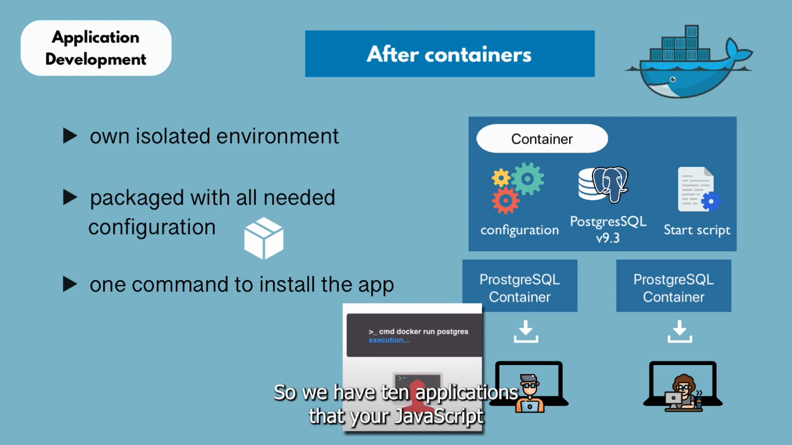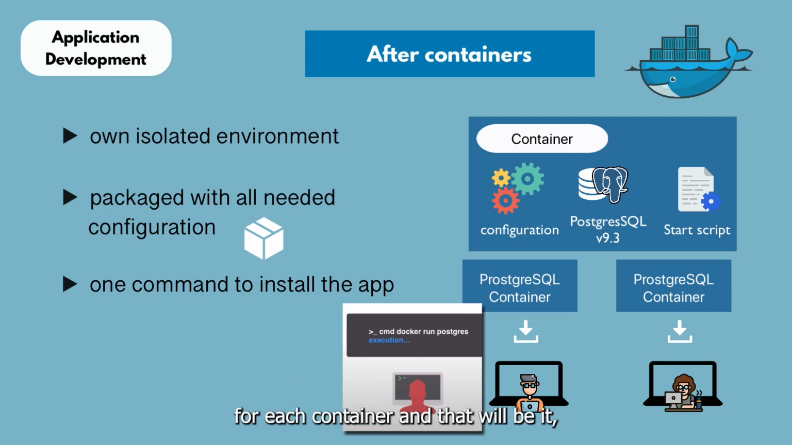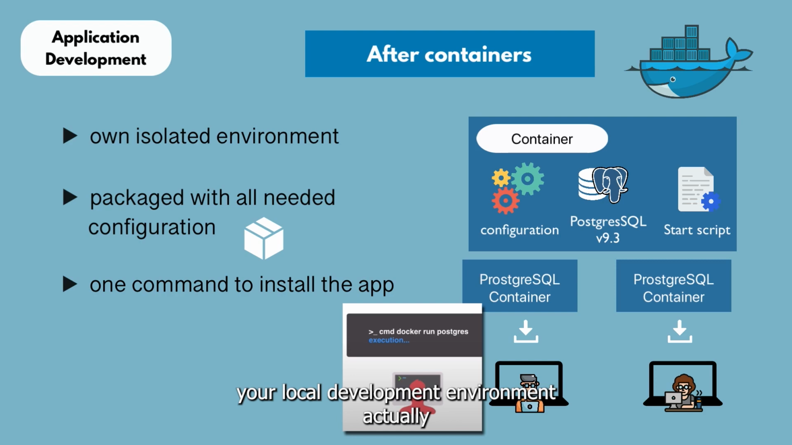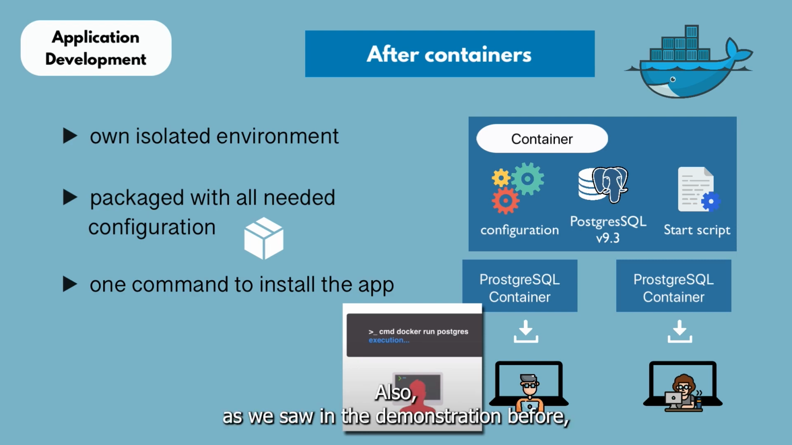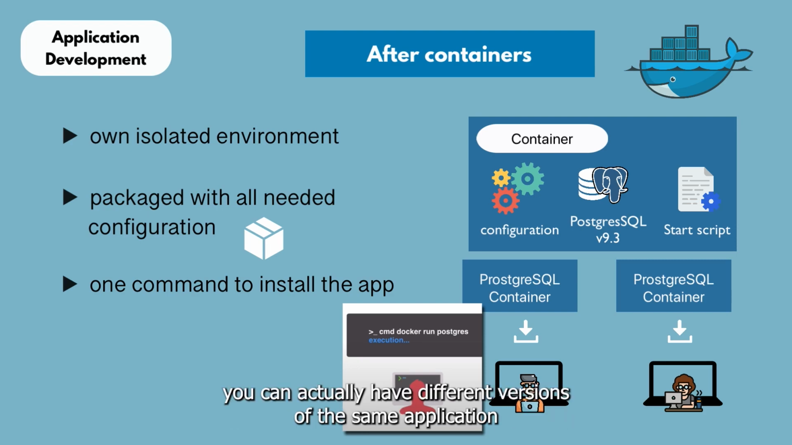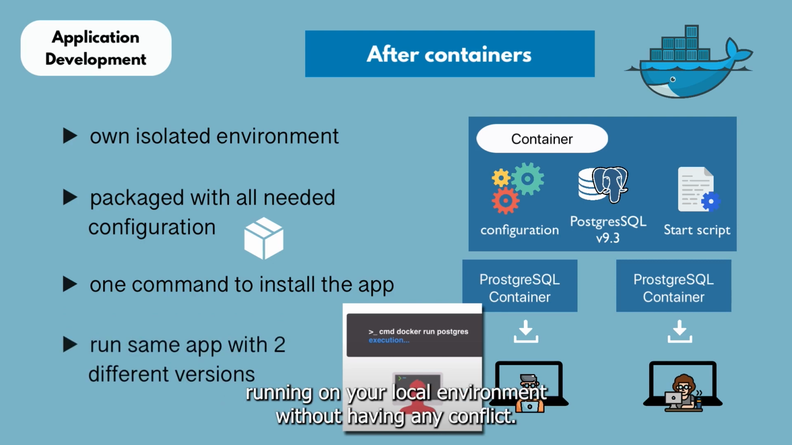So if you have 10 applications that your JavaScript application uses and depends on, you would just have to run 10 Docker commands for each container, and that will be it. Which makes setting up your local development environment actually much easier and much more efficient than the previous version. Also, as we saw in the demonstration before, you can actually have different versions of the same application running on your local environment without having any conflict.